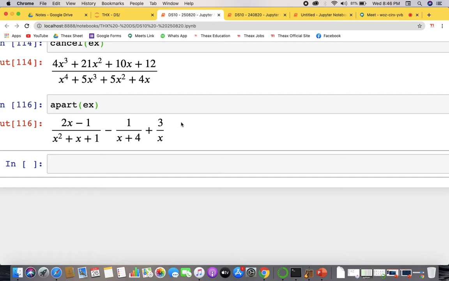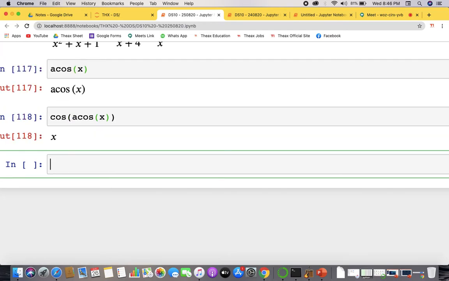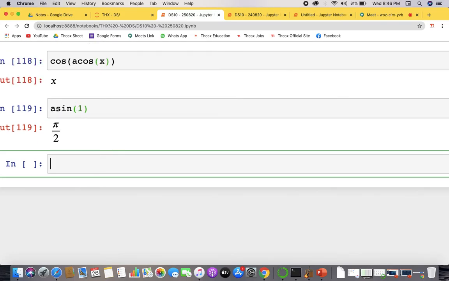So it is a one line code to solve any big problem, right? Trigonometric simplification we'll be seeing applies if we write acos of x, right? This is a basic thing. So cos of acos of x is x, if you know of the things, right? So asin of 1 is pi by 2.